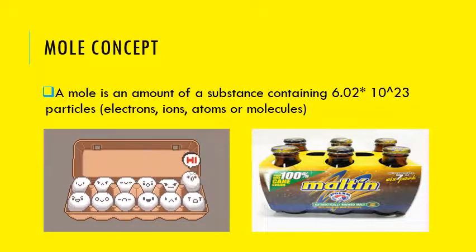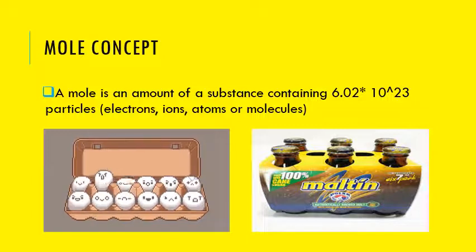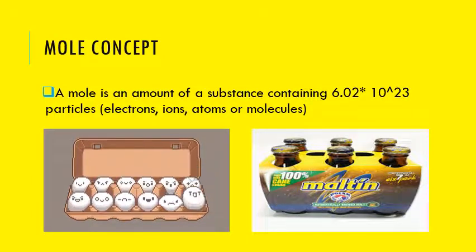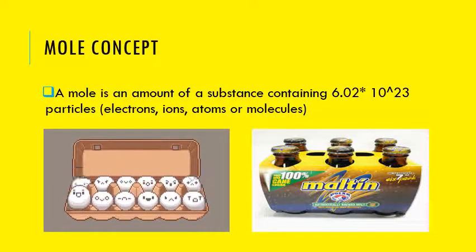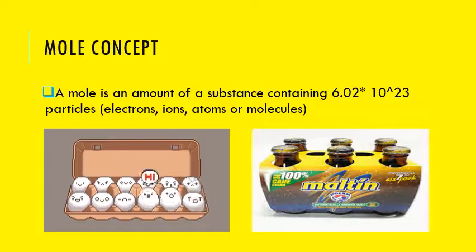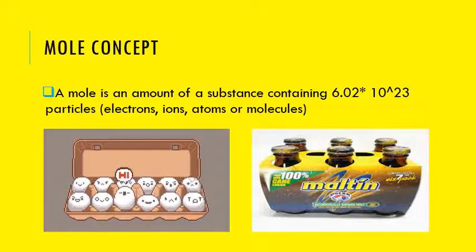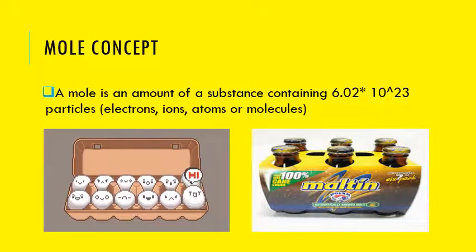Now we're going to be talking about the mole concept. If you recall, the mole is an amount of a substance which contains how many particles? 6.02 times 10 to the power of 23 particles, and these could be electrons, ions, atoms, or molecules. Okay? This number is also known as Avogadro's constant. Good job.